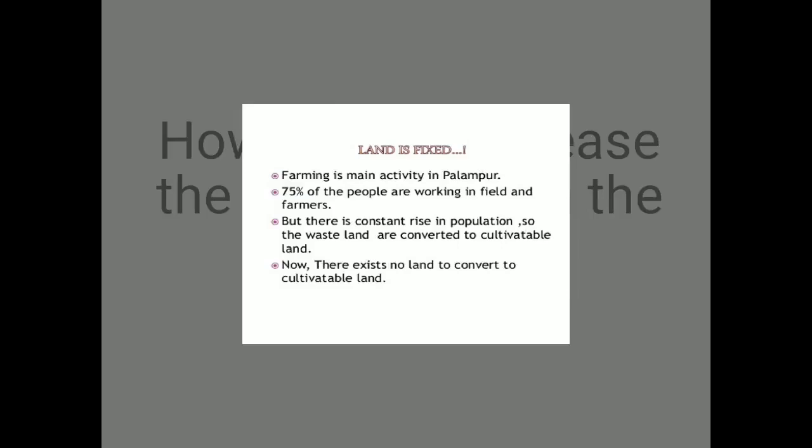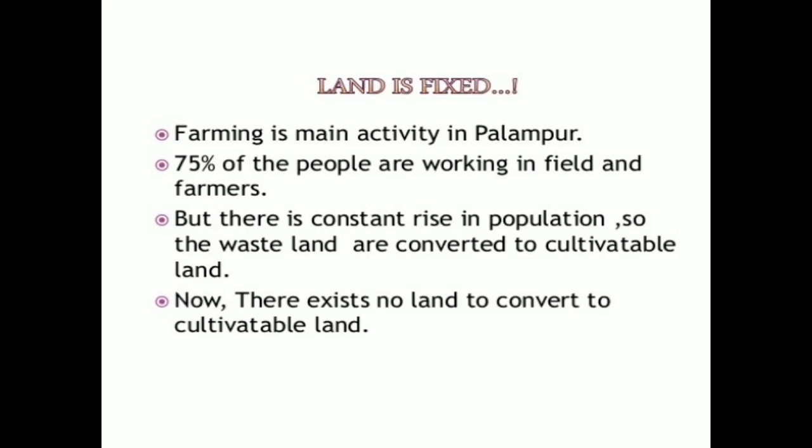As we know, land is a fixed natural resource, and farming is the main activity in village Palampur. 75% of the people are working in the fields as farmers. But there is a constant rise in population, so the wasteland was converted to cultivable land. Now there is no land left to convert to cultivable land.